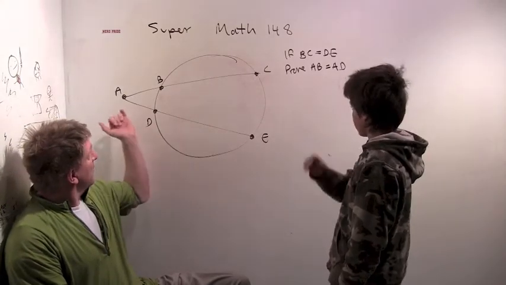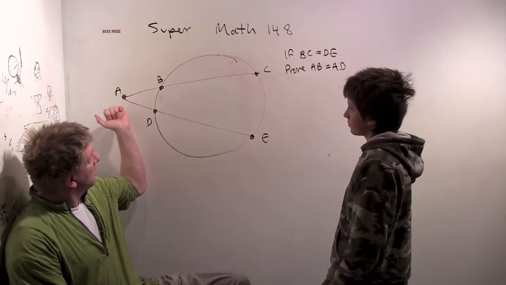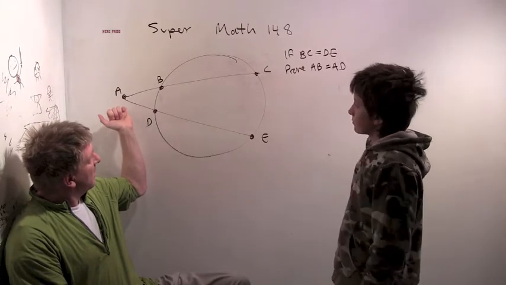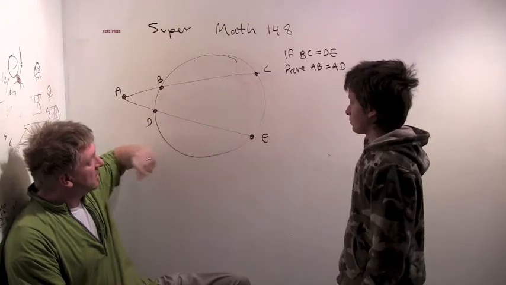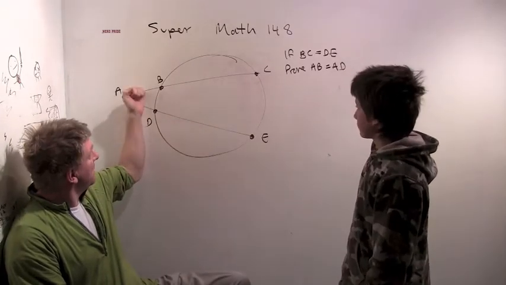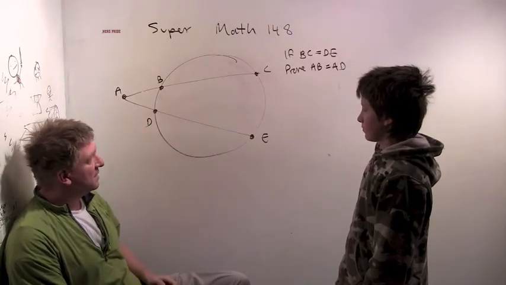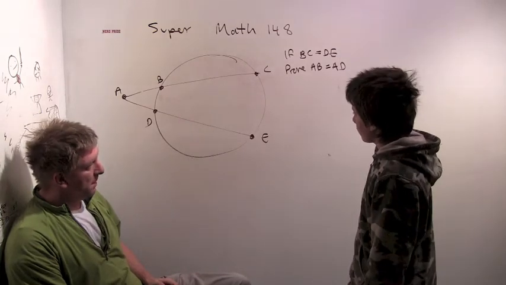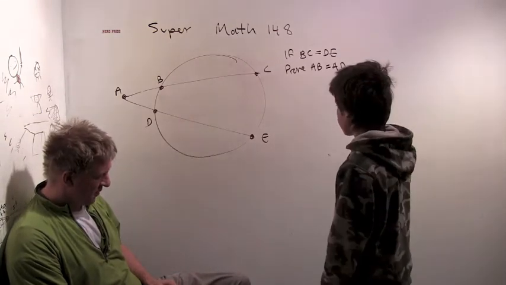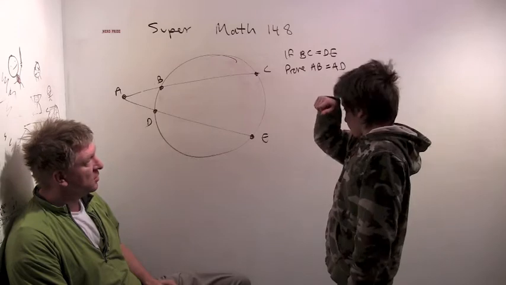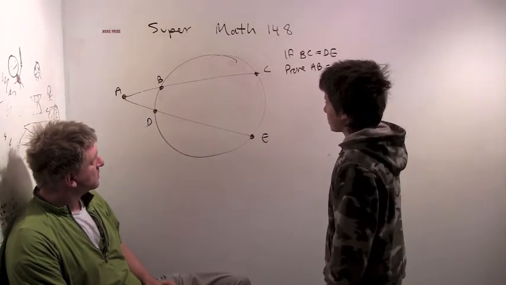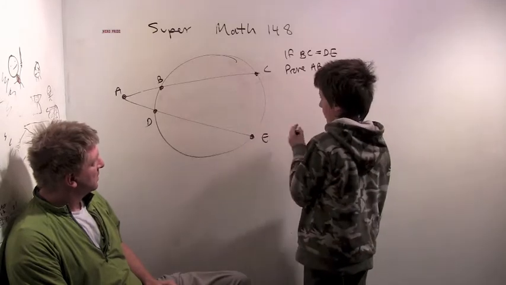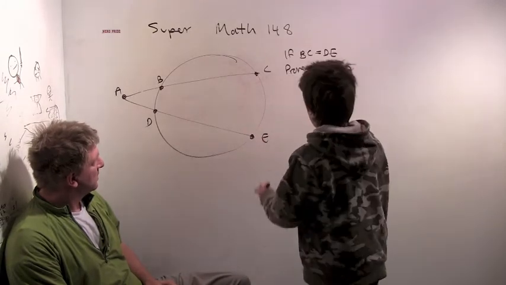So it says I've got a point outside the circle, and I know that these two lengths are equal: BC and DE are equal. And I want to prove that AB then becomes equal to AD. Okay? So before we start writing stuff down, what do you think you're going to use to prove this? Well, we learned a new theorem.